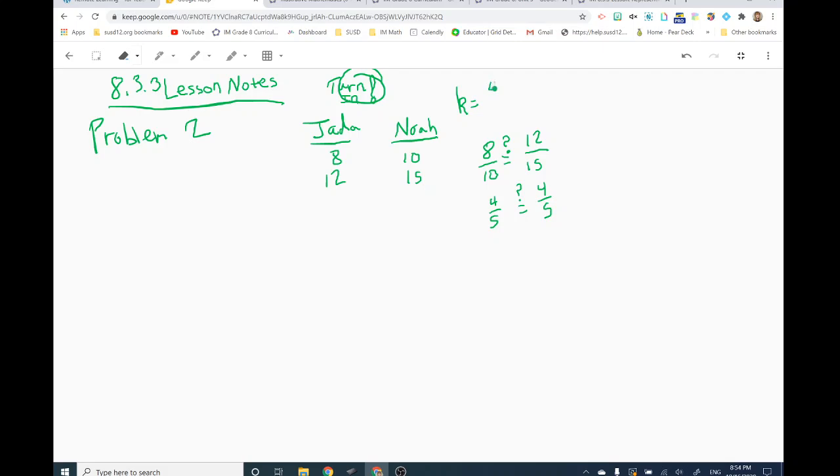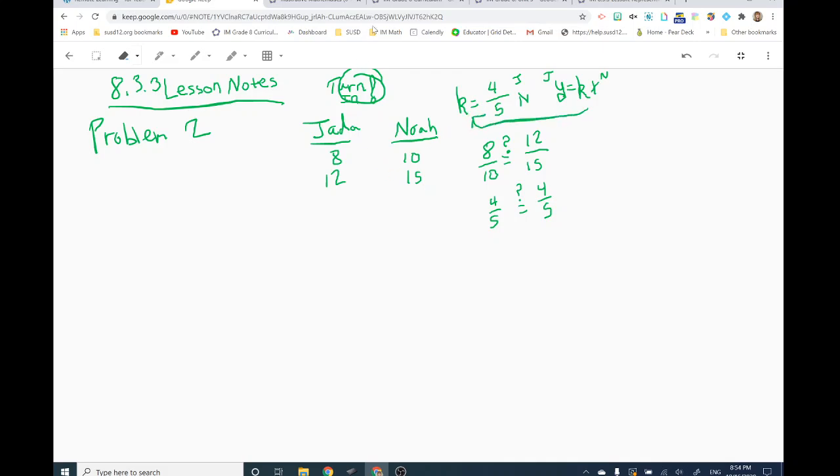It means for every 4 steps Jada takes, Noah takes 5. Now don't forget, that's Jada in the numerator and Noah in the denominator. If we want to write our equation for this, it's going to be y. Y is going to be Jada. Y equals our constant of proportionality times x. And the x is going to be Noah. And then what is the k? Well, we found it right here.